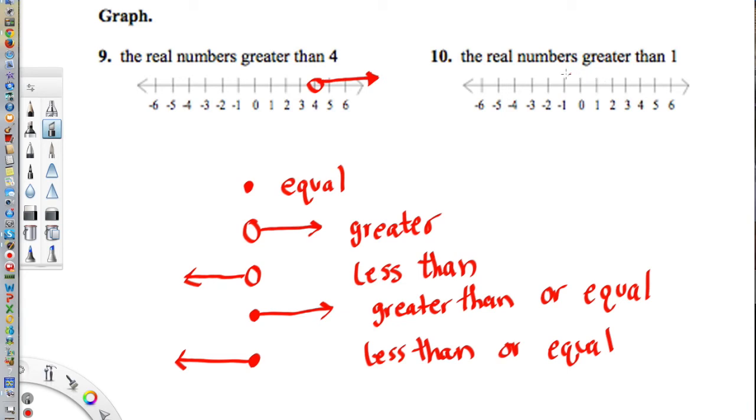And then for number 10, it's all the real numbers greater than 1. Same thing. We go to 1, we circle it, but we don't fill it in. That's our reference point. And then we have our ray pointing to the right, which symbolizes any number that is greater than 1, but not 1. Can't include 1.